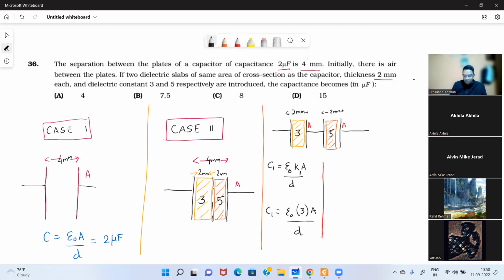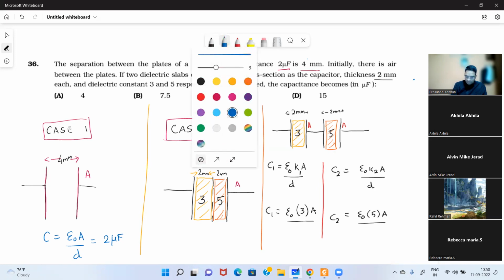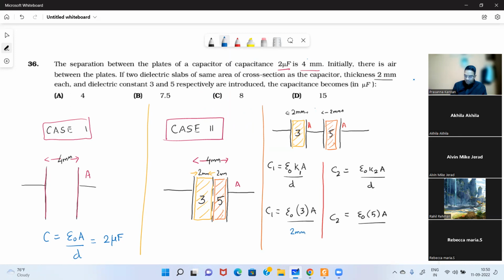Now let's look at C2. What is the capacitance of the second capacitor? It's epsilon naught into K2 into A by D. Very good. So that's nothing but epsilon naught into 5 into A by D. D is the same. In both these cases, D is 2 millimeters, not 4 millimeters, but 2, correct?